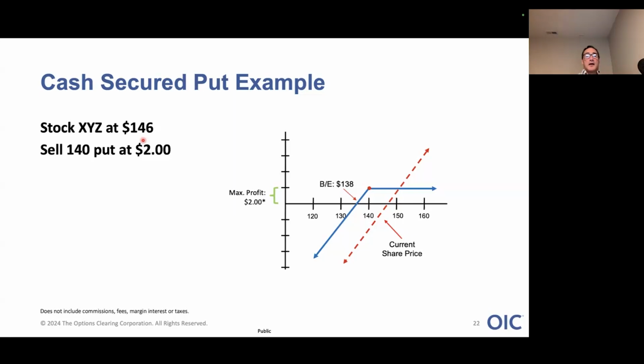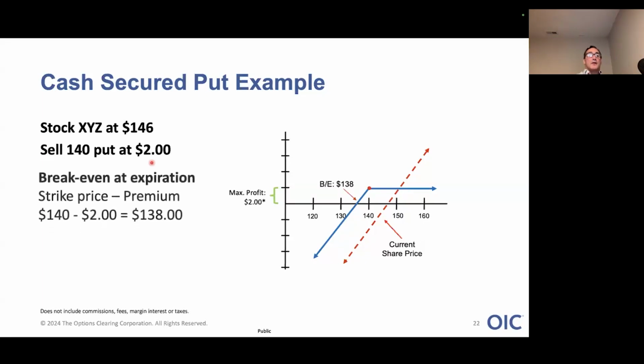If I'm sitting on a bunch of cash and I have a shopping list of stocks that I want to invest in, this is where cash secured puts might make sense. So now the stock's trading at 146, and I'm not interested in paying 146, but I'd be happy to buy some shares at 140. What can I do? Well, I could sell the 140 put, in this case for $2. Maybe it expires in a month.